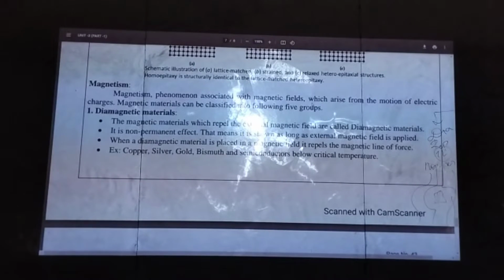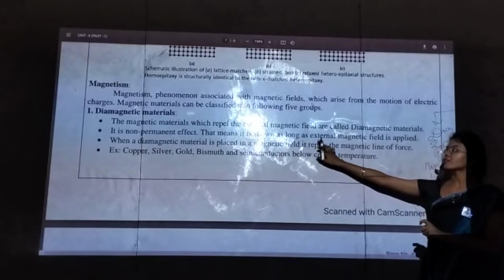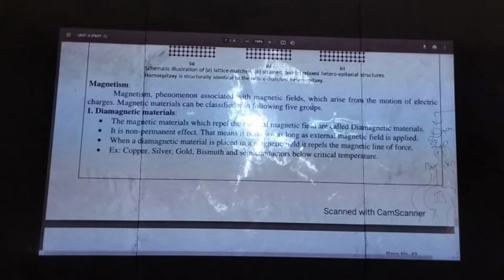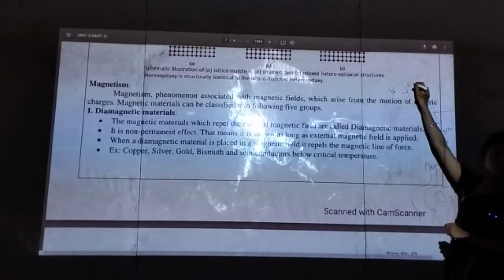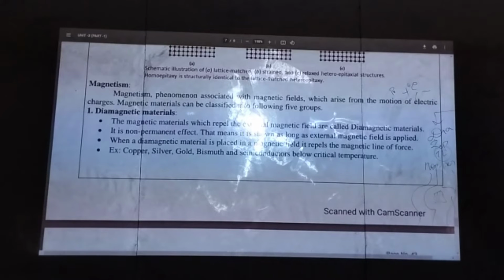So our next topic is what? Magnetism. If you observe the phenomenon associated with the magnetic field, when is it going to arise? From the motion of electric charges. Now what are those electric charges? Positive and negative. Positive are nothing but your protons, negative are nothing but your electrons. Next, magnetic materials can be classified into, as we have explained before class, how many types? 5 types. Those are diamagnetic materials, para, ferro, antiferro and ferrimagnetic materials.